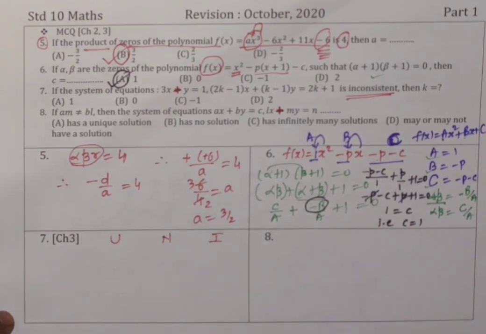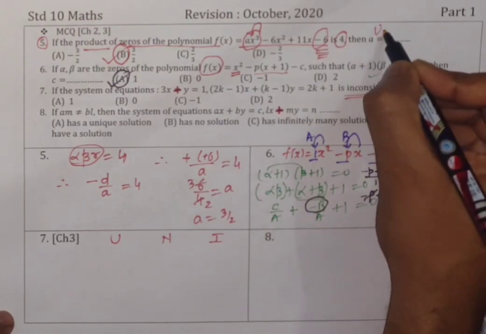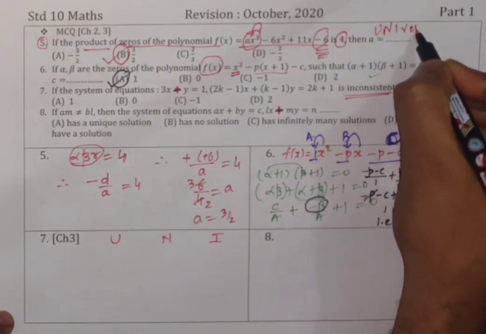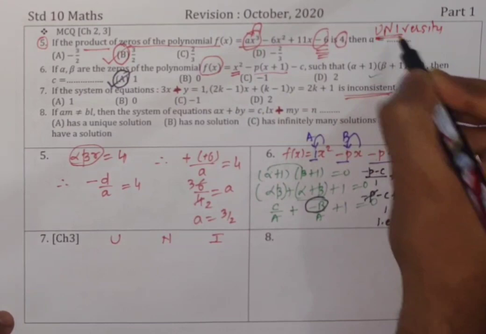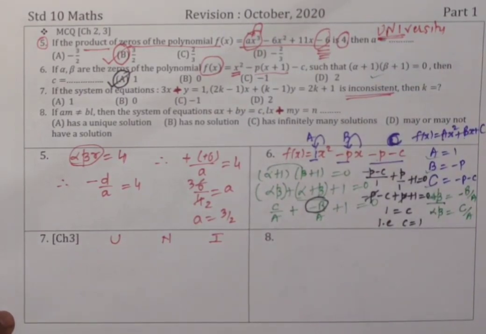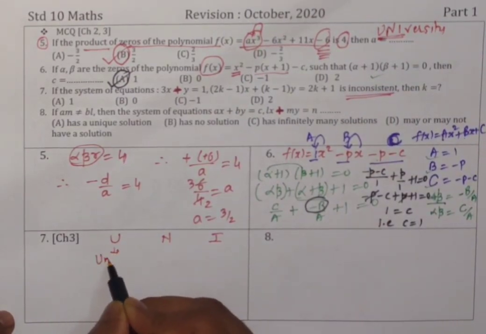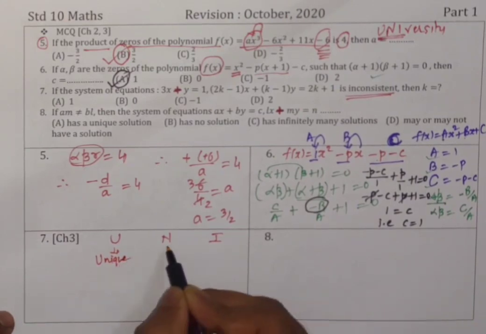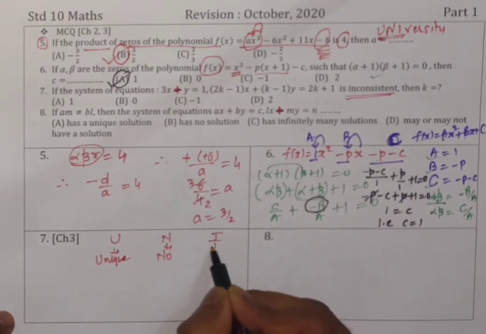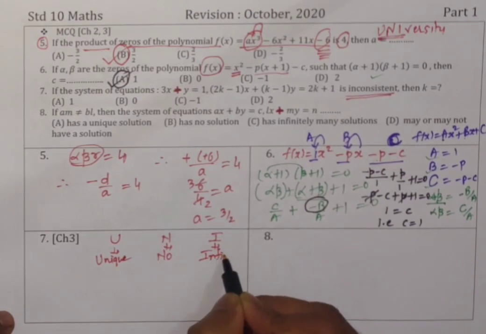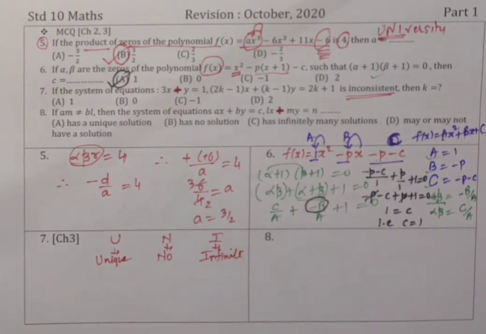University. When you spell university, what are the first 3 letters? UNI. U for unique, N for no, and I for infinite. Remember this. Unique means all are not equal.